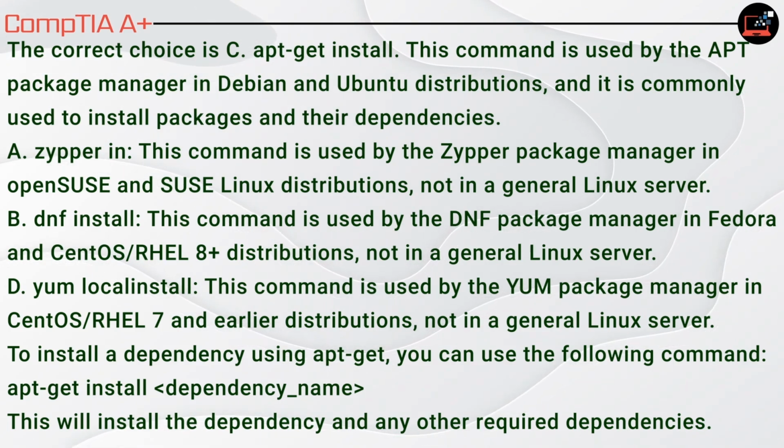D. yum localinstall. This command is used by the yum package manager in CentOS/RHEL 7 and earlier distributions, not in a general Linux server. To install a dependency using apt-get, you can use the following command: apt-get install dependency name. This will install the dependency and any other required dependencies.